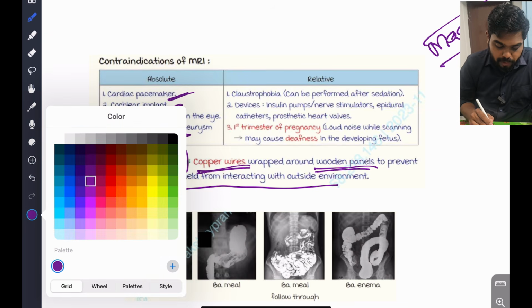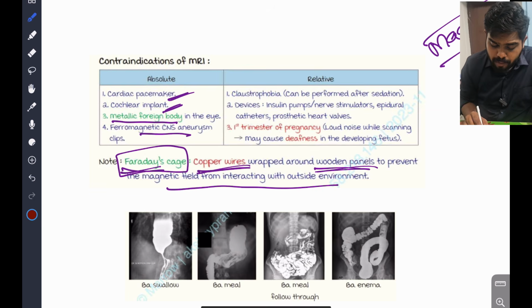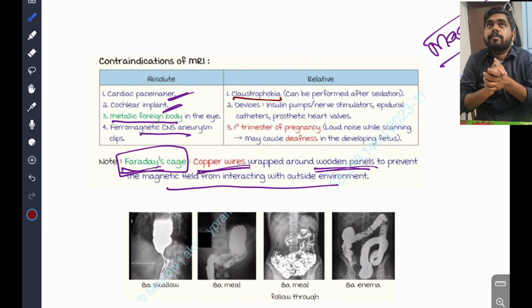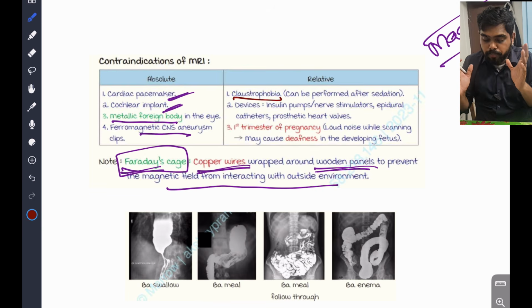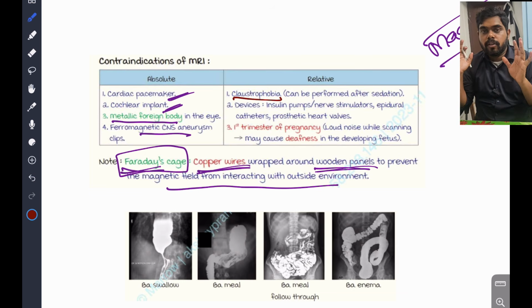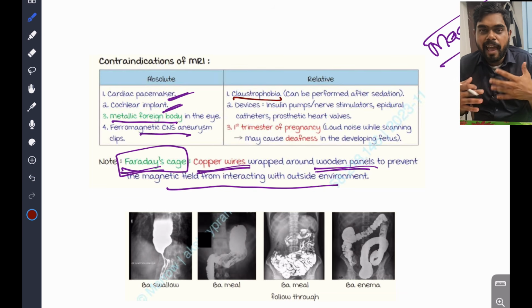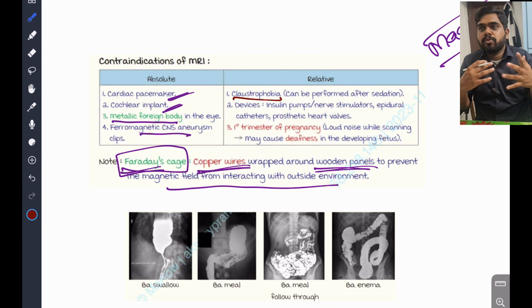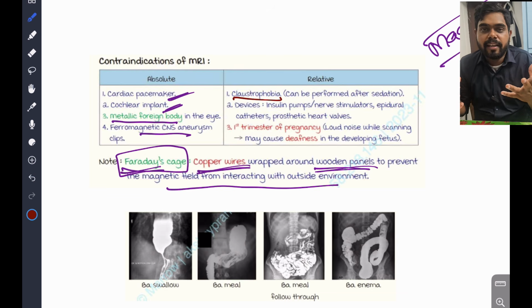Now we'll see what the relative contraindications are. Claustrophobia: persons who are afraid of closed rooms, a phobia of closed spaces. Many people will develop anxiety and tension, and their heart rate will increase. They will go to the hospital. We have seen such patients during the final year exam. Students will come feeling sick, and we motivate and counsel them and send them back. So exam phobia is similar.